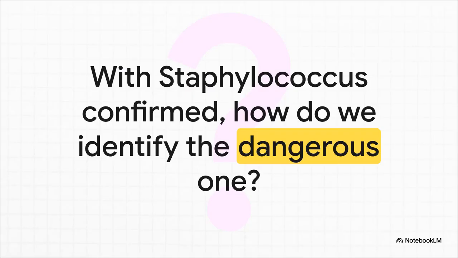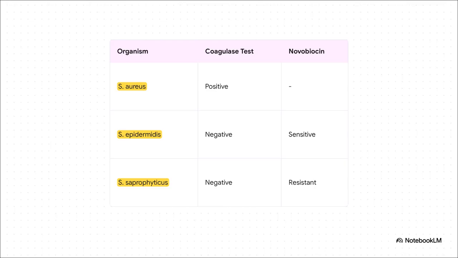Okay, so we've got our culprit. It's a member of the Staphylococcus gang. But this family's got a few different members, including the really infamous S. aureus. So how do we pinpoint the most dangerous suspect in the lineup? Well, you guessed it. We need another test. The key test for this is called coagulase.